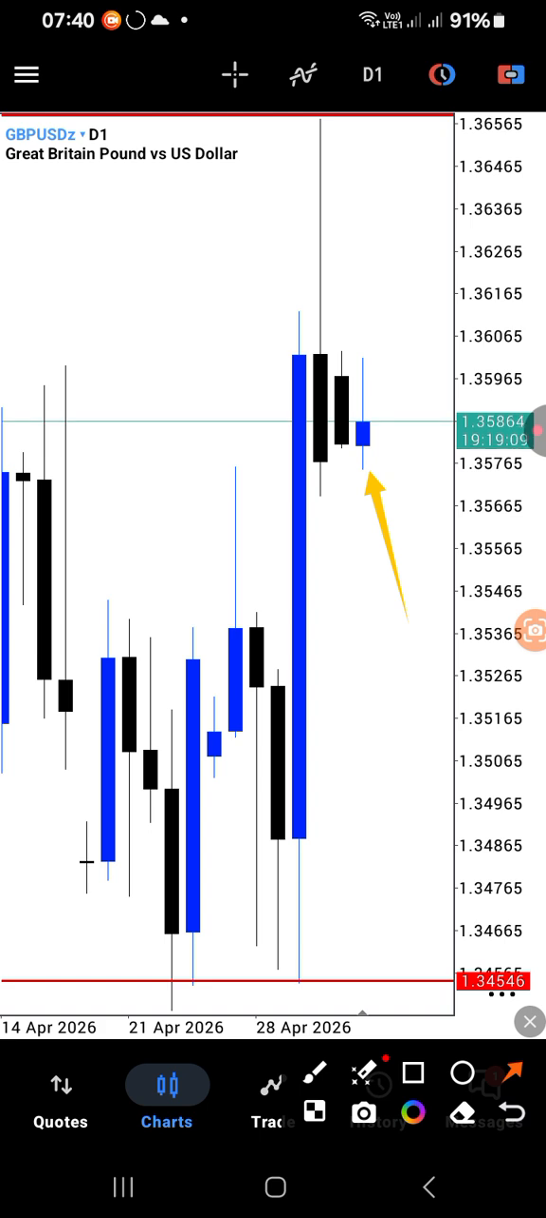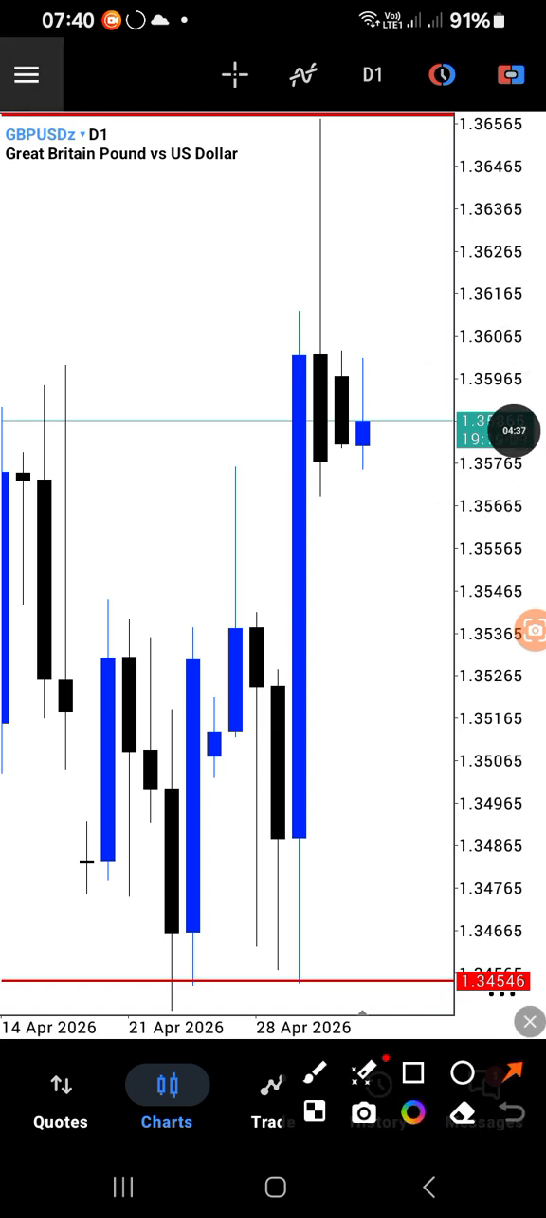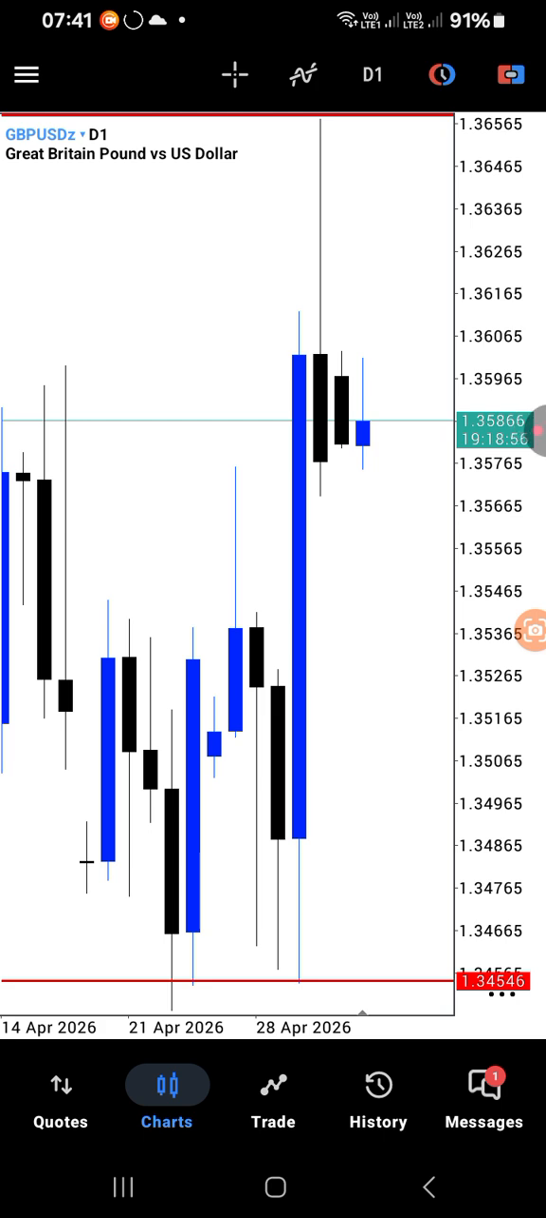Now, you come and do the same. You now take the previous day's candle. The previous day's candle is this one here, okay? The previous day's candle is that one. Now you just do the same.